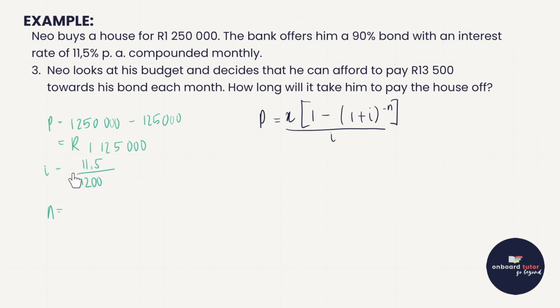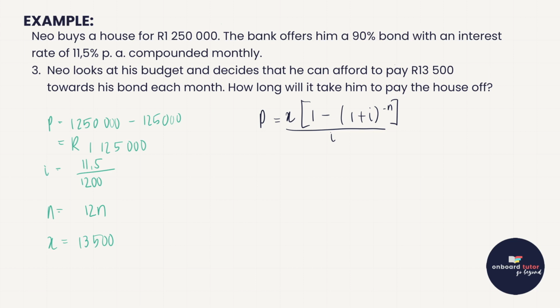The interest rate is unchanged, but now we want to know the value of N if his X value is 13,500. So X is equal to 13,500, and then N we can leave as N, but remember, because it's monthly, it's like N years times 12. So let's rather call it 12N. Every month times the number of years.